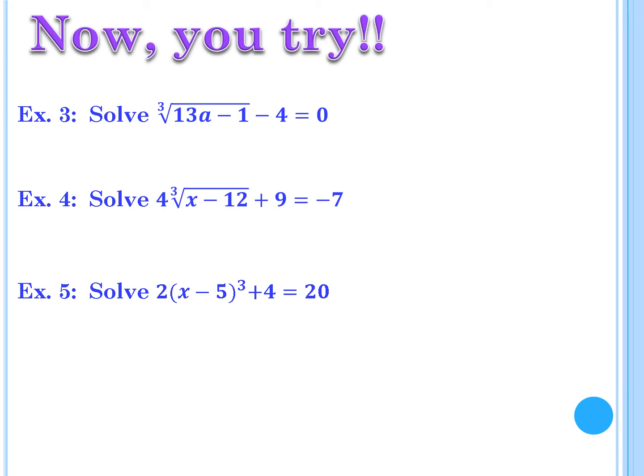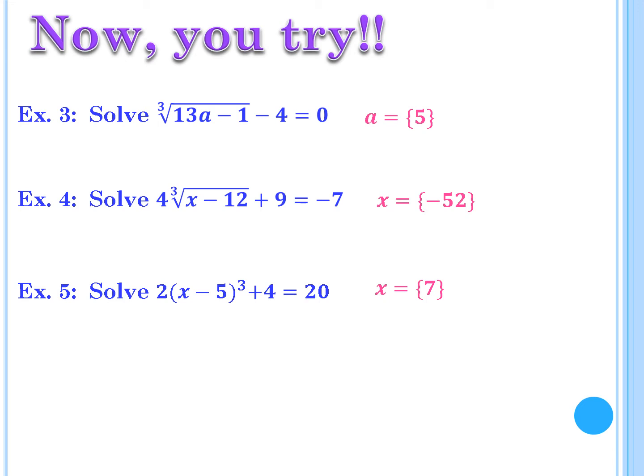Okay, so by now everybody's had a moment to solve these problems and check their answers. So let's see what the answers are. For example 3, I got A equals 5. For example 4, I got x equals negative 52. For example 5, I got x equals 7.